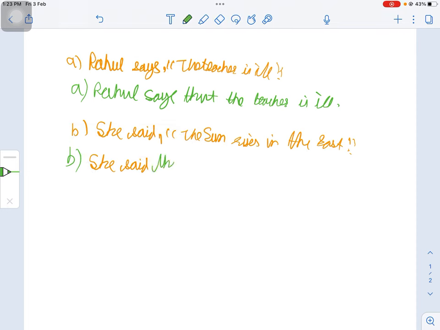that the sun rises in the east. Because it is a universal truth, it means that it holds in the whole universe, because you can see the sun rises in the east.